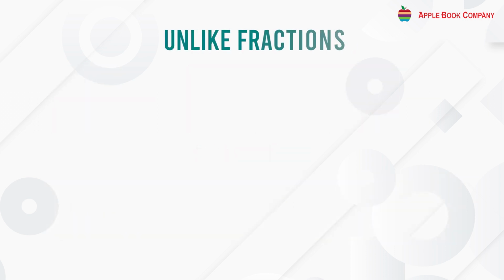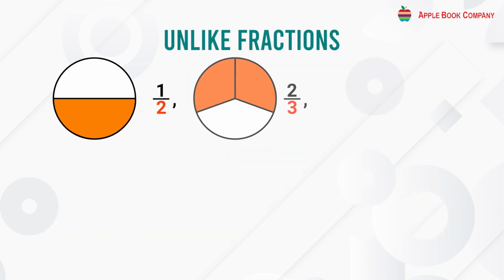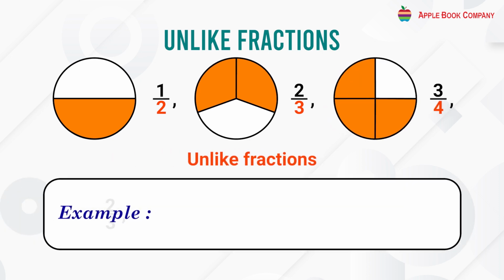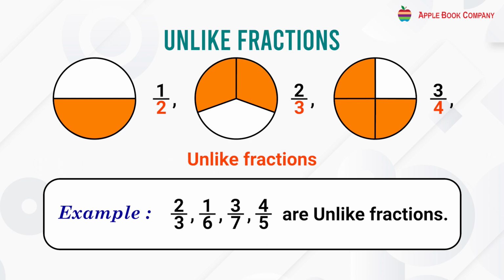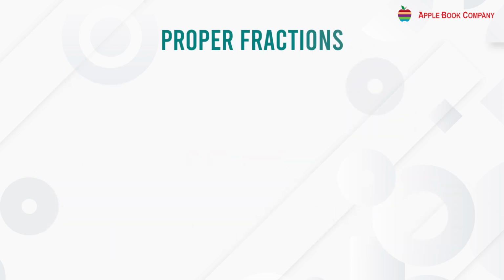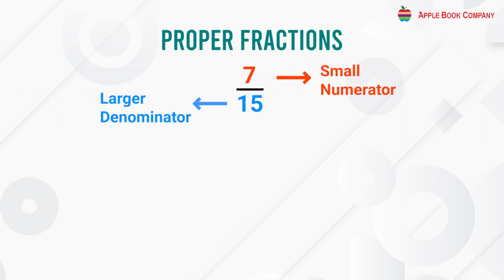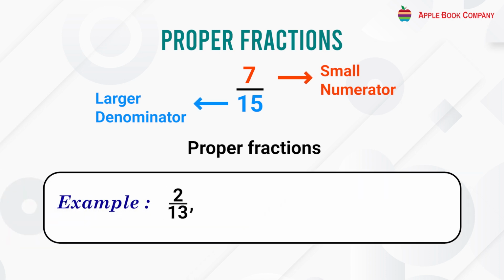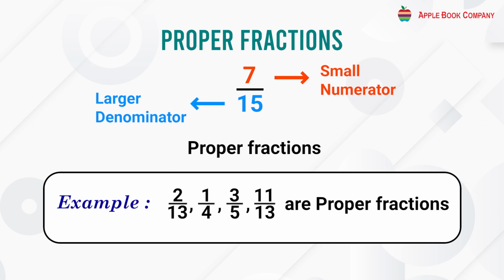Now let's see what are unlike fractions. Fractions which have different denominators, that's why they are called unlike fractions. For example, 2 by 3, 1 by 6, 3 by 7, 4 by 5. These are unlike fractions. Now let's see what are proper fractions. Fractions where the numerator is less than the denominator are called proper fractions. For example, 2 by 13, 1 by 4, 3 by 5, 11 by 13. They are called proper fractions.